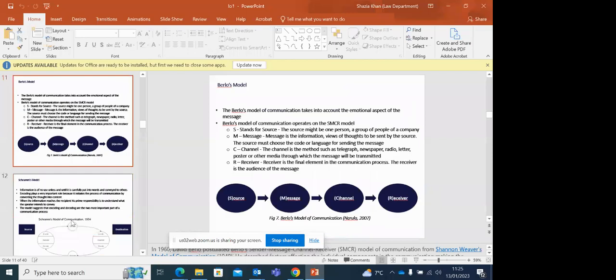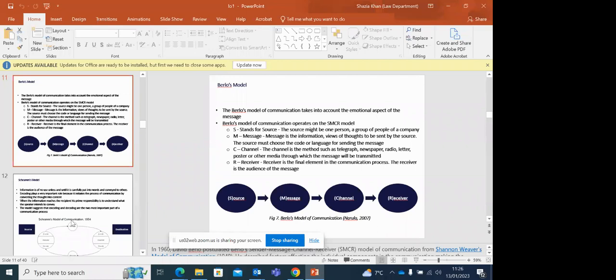Then we've got Berlo's model of communication, and this takes into account the emotional aspect of the message. Berlo's model operates on the SMCR model, where S stands for the source. The source might be one person or a group of people, or maybe a company or an organization. The M is the message, so what message is portrayed to them.